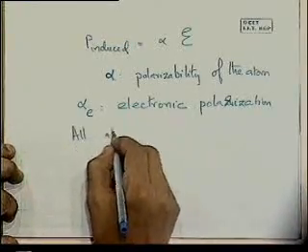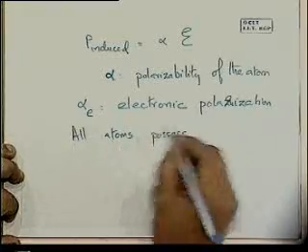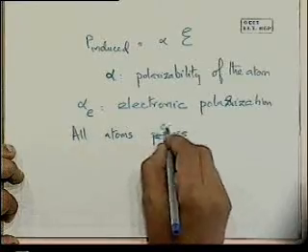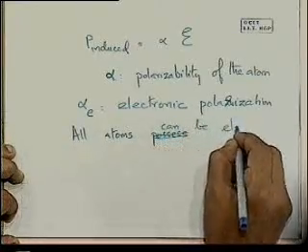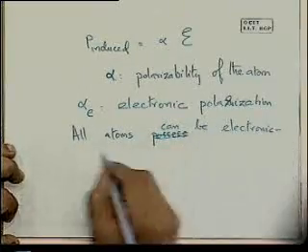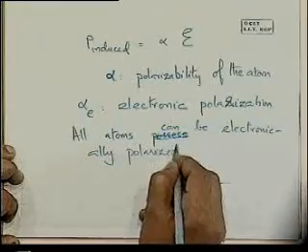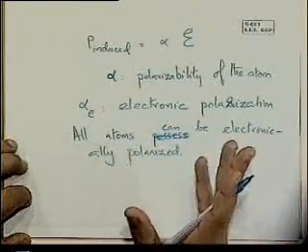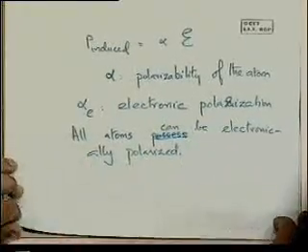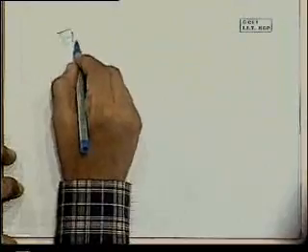Basically, all atoms, in varying degrees, possess electronic polarization or can be electronically polarized. This is one mechanism that is more or less common to all materials, though in varying degrees, some more so than others. And so for some time we'll focus on this electronic polarization in a little more detail.